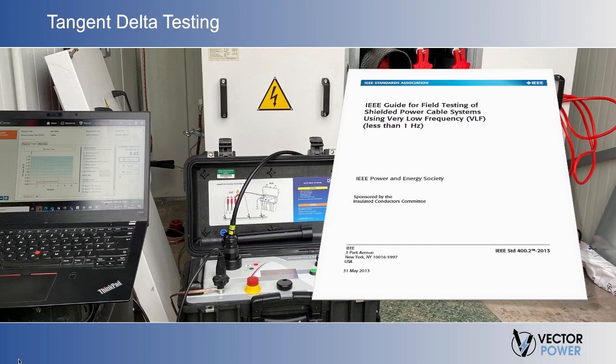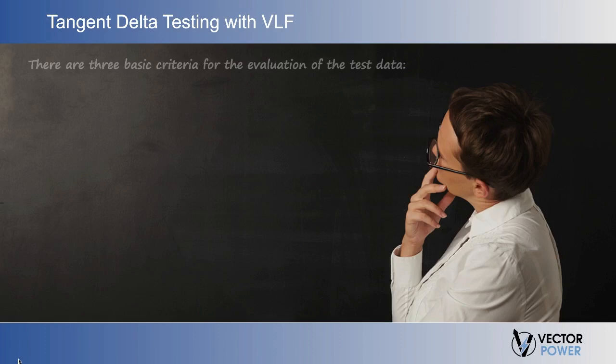We then elevate the test voltage to operating voltage levels, or U0, and then to 1.5 times the operating voltage, or simply 1.5 U0. At each voltage level, we obtain between 5 to 10 tan delta readings. Now, at 0.1 Hertz, that would be 1 reading every 10 seconds. And in the IEEE 400.2, they talk about 3 basic criteria for the evaluation of the test data.